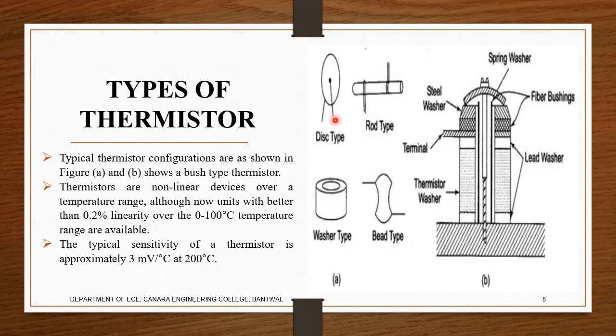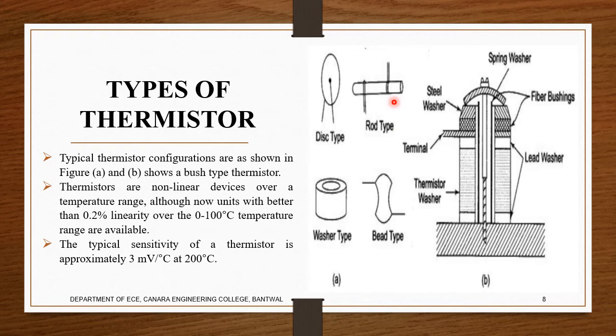You can see a disc type, a rod type, a washer type and a bead type. There is also a bush type, which you don't have in the syllabus. Whatever external factors have been added, we can have a spring washer, fiber bushings, lead washers and so on, so it is usually the bush type. We need to focus on these four types here.